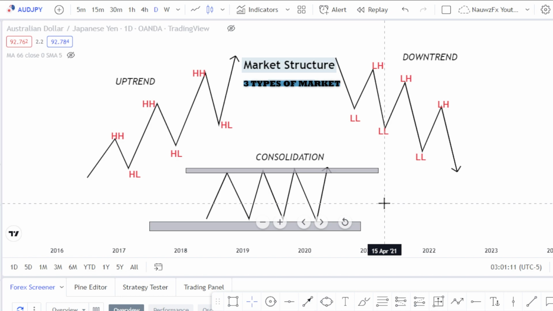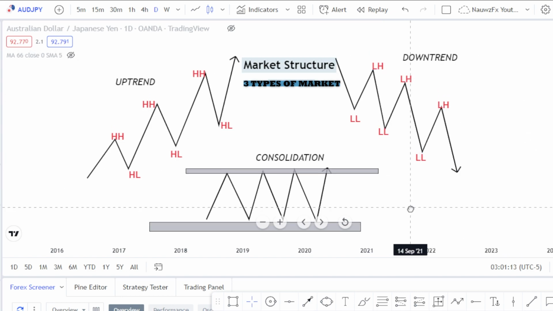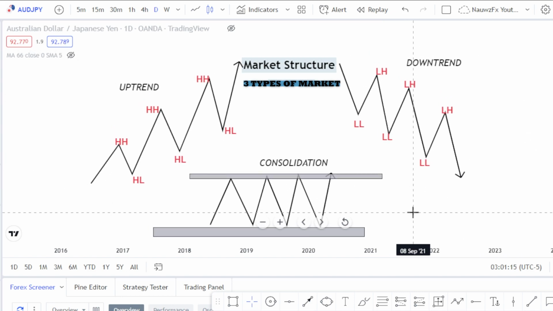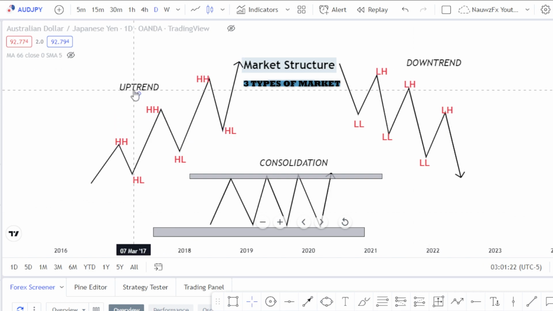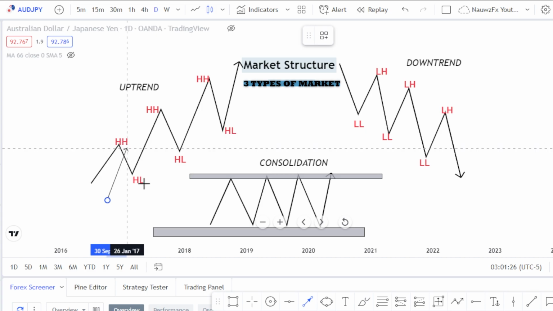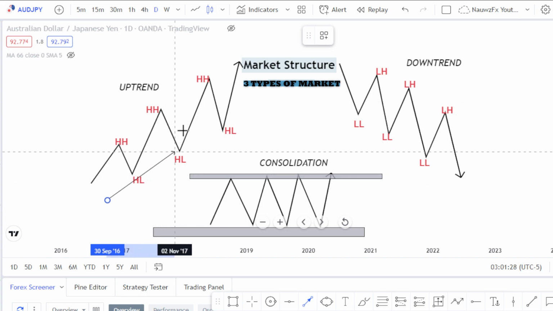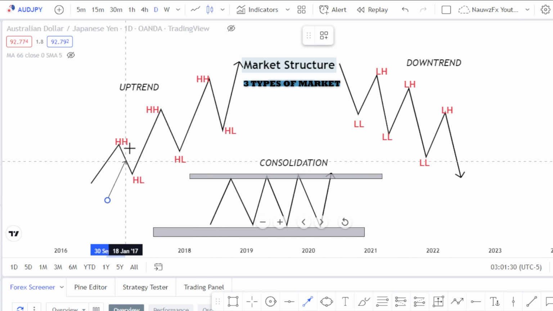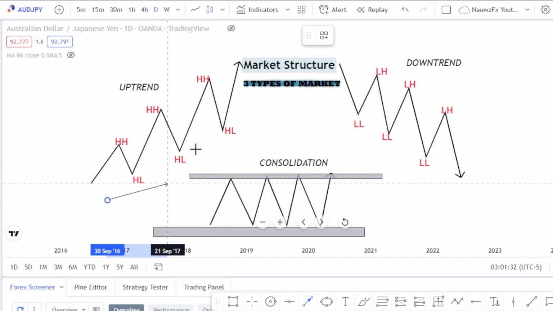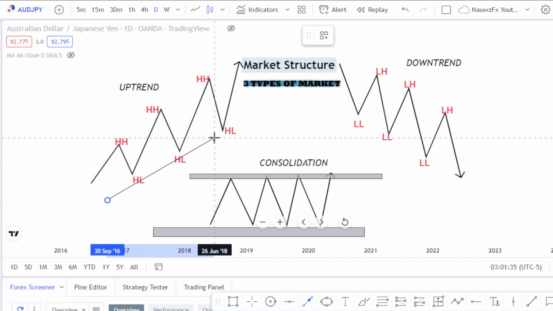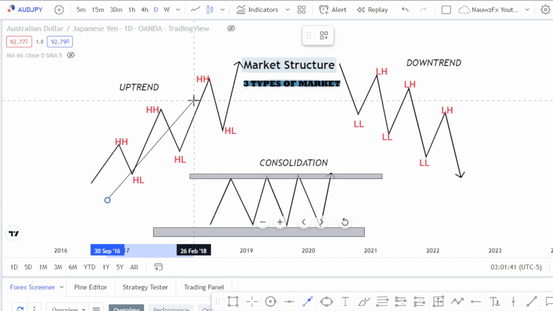So these are the three main types of market structure that we have, and let's go over it real quickly. So we have the market that is in an uptrend, clearly making higher highs and higher lows, higher highs, higher lows, higher highs, and higher lows. Each time the highs are getting higher and the lows are getting higher, and it's climbing up, guys. Let's just say this market is climbing up. It's a good time to buy in this market.